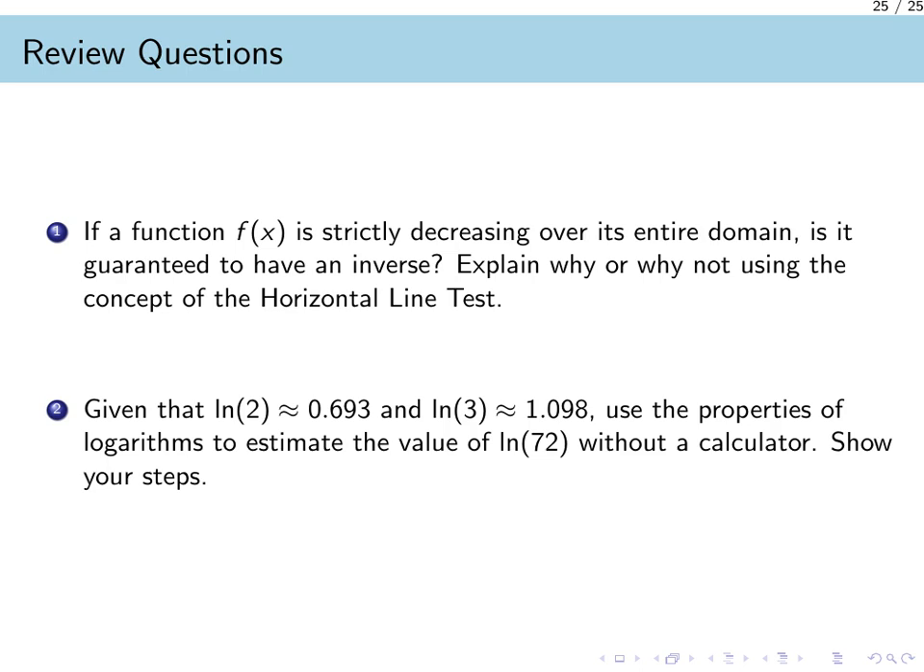The second question is a practical application of logarithm properties. Using only the provided approximate values for the natural log of 2 and the natural log of 3, your task is to estimate the natural log of 72. A good first step is to find the prime factorization of 72, which will allow you to apply the product and power rules. Answering these will help solidify your understanding of both inverse functions and logarithms.